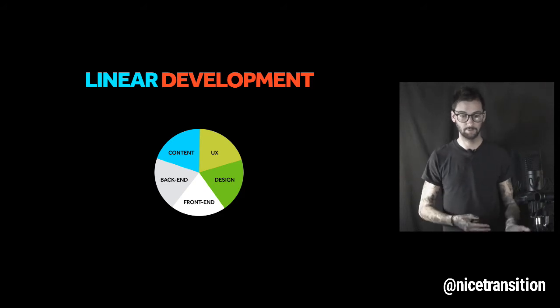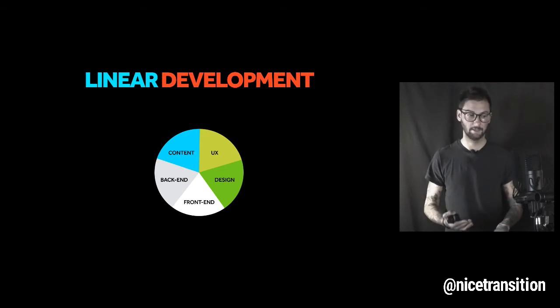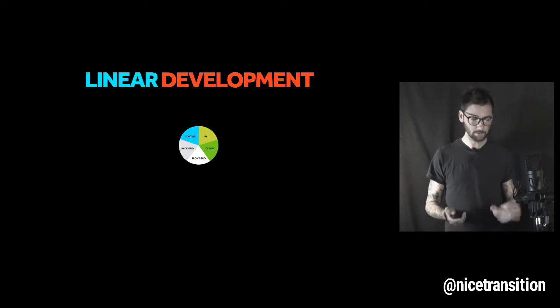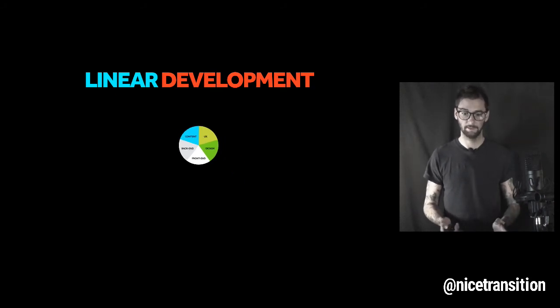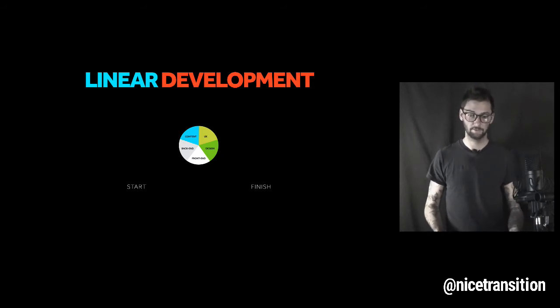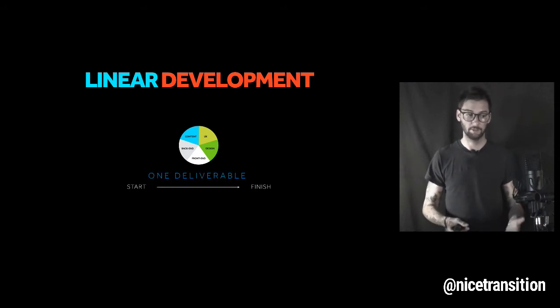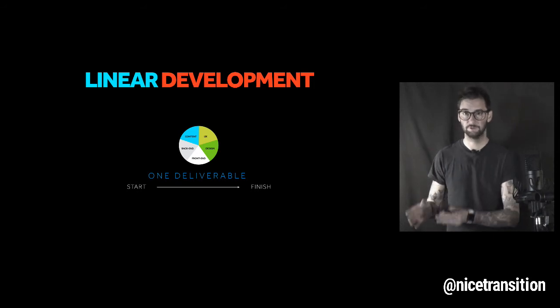So again, I show this pie chart with equal parts of content, UX, backend, front end, and design. These are all the same pieces that make up what a project is. So looking at what linear development is, it's going from the start of the project to the finish of the project. But what you're really looking at is just one deliverable and what you're aiming to build out. So as you have your team members, you're always talking about what are we actually doing at the end.